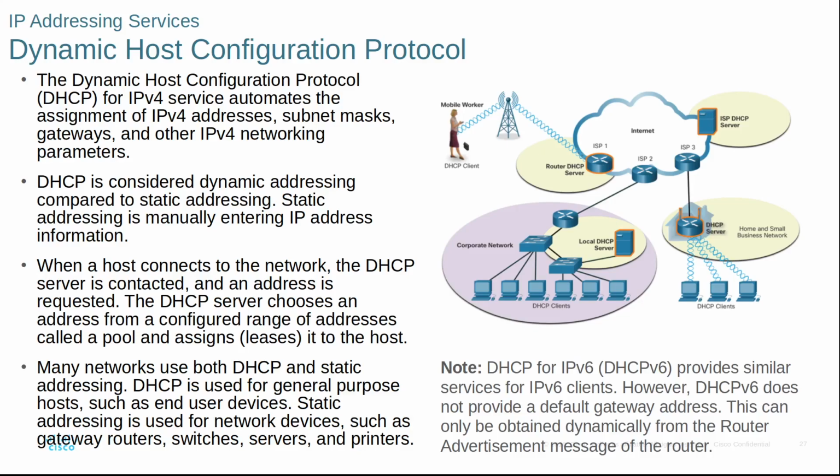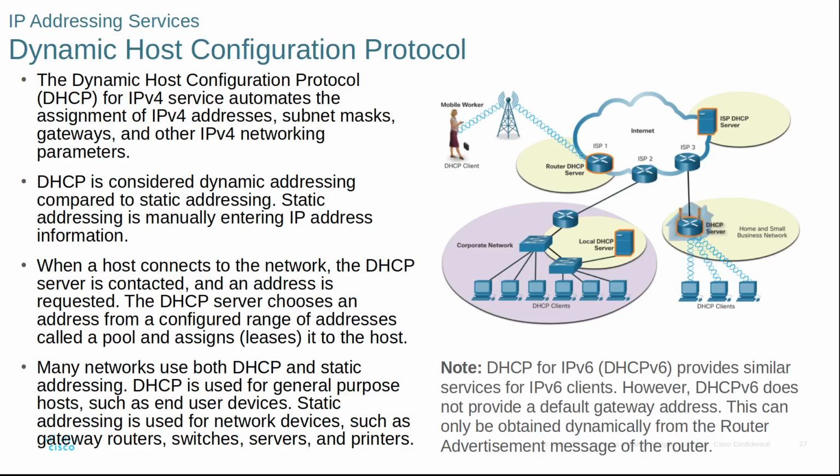Static addressing, that's manually entering the IP address on every device. And you can understand why you wouldn't do that in a network outside of maybe your servers. When a host connects to a network, a DHCP request is sent out, contacting the DHCP server, and it requests an address. The server chooses an address from a configured range called a pool, and assigns it or leases it to a host. They don't get to keep it.